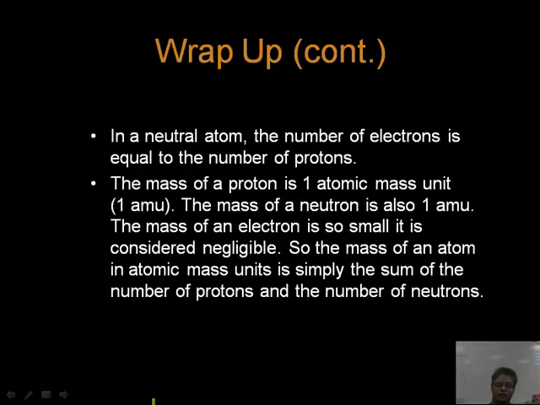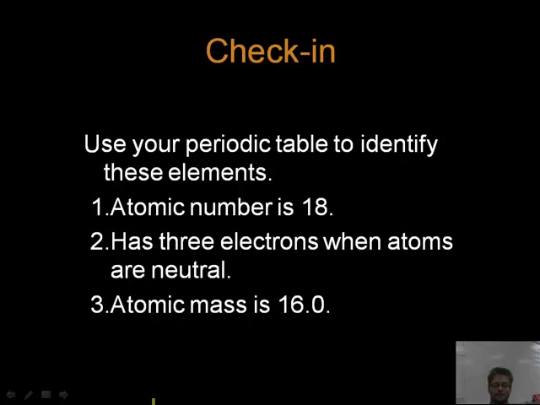The mass of a proton is 1 AMU, that's atomic mass unit, and the mass of an electron is so small, 1/1800th, that it's rounded down to 0. So the mass of an atom, measured in atomic mass units, is simply the sum of the protons plus the neutrons. So let's see if we can check in and use our periodic table to identify these elements.